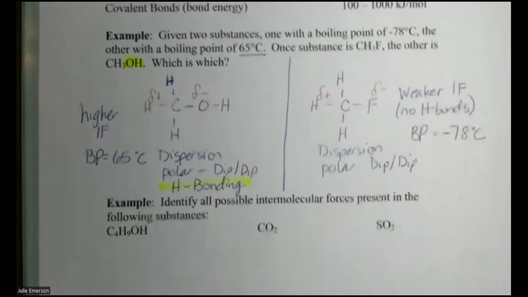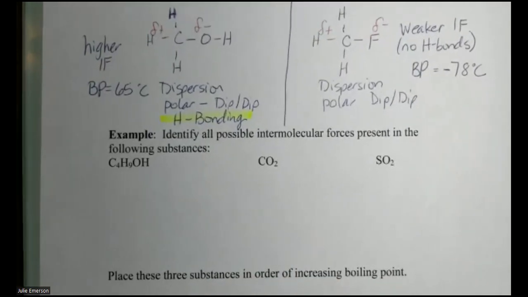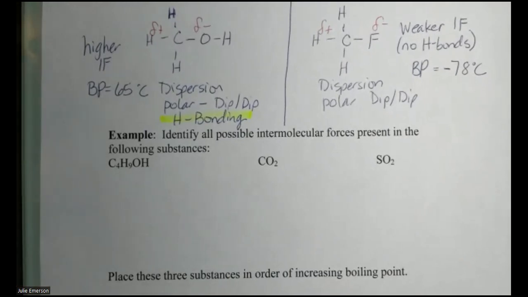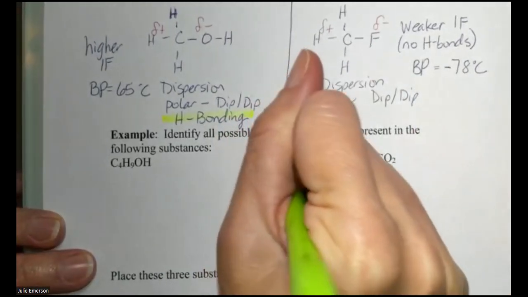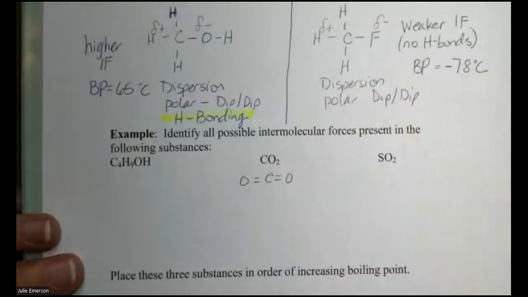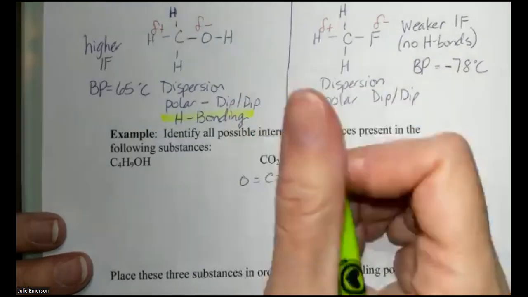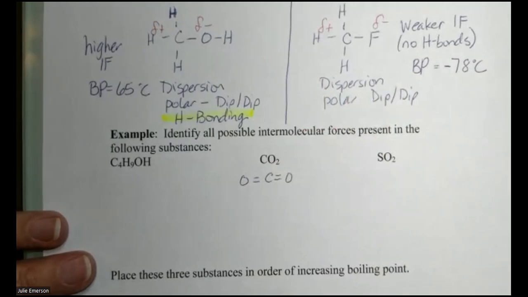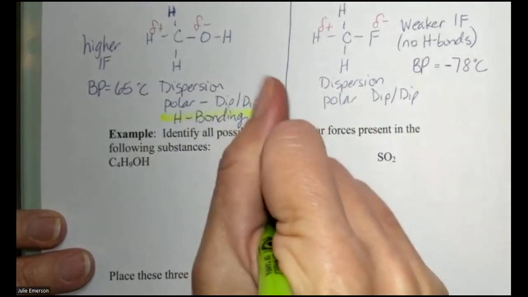All right. So one more way to kind of summarize, we've got 3 compounds here. Let's list all the possible intermolecular forces. I'm going to start with carbon dioxide because we're used to seeing this one. Carbon in the middle, double bonded to 2 oxygens. It's a linear structure, non-polar, so dispersion only.